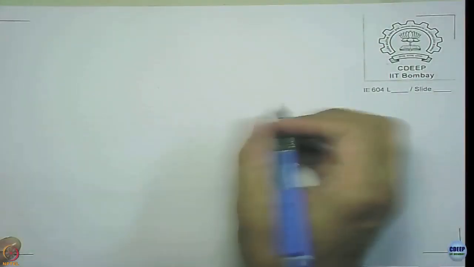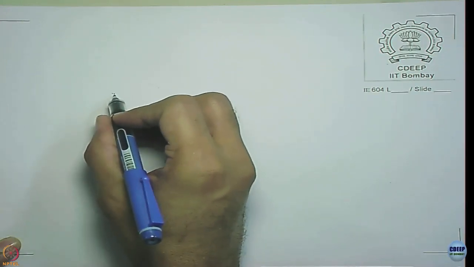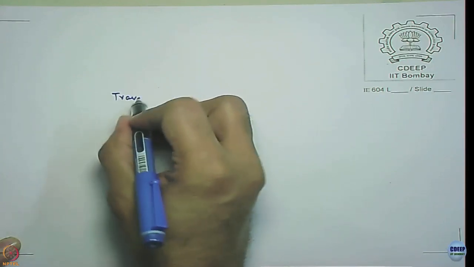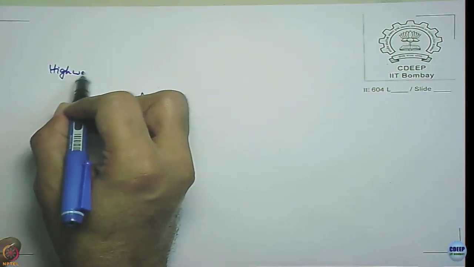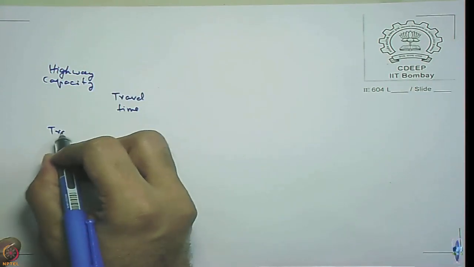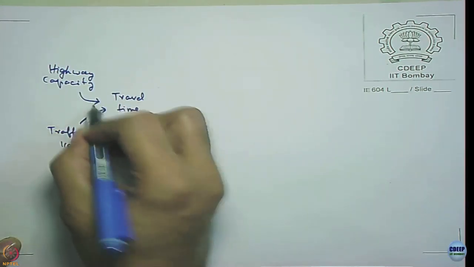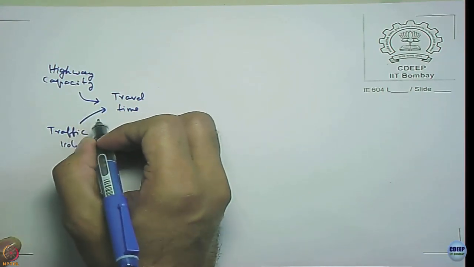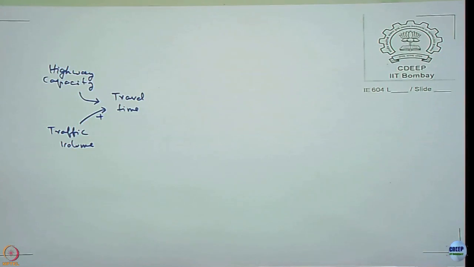So, let us try to draw this preliminary loop right now as our first closed loop. Travel time is defined by our highway capacity as well as traffic volume. If traffic volume is large, we expect the travel time to be large. If highway capacity is large, we expect the travel time to be lower.